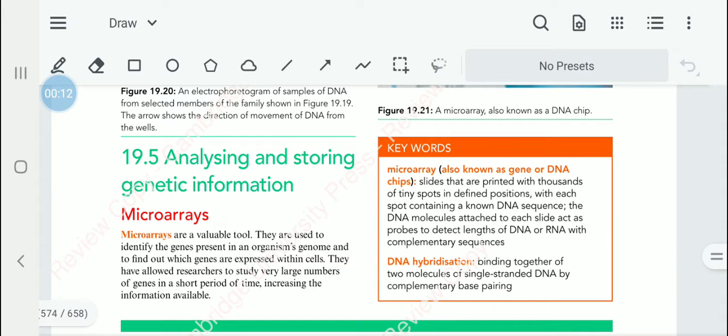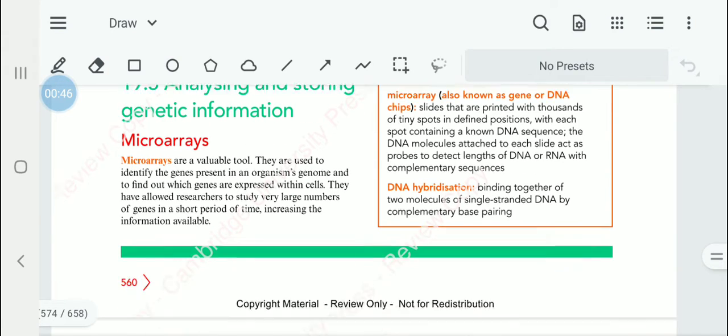This is a highly advanced piece of technology, which is a simple slide of about 2 square centimeters. On this, there are thousands of tiny spots containing known DNA sequences. The DNA molecules are attached to the slide and act as probes to detect lengths of DNA or RNA with complementary sequences.